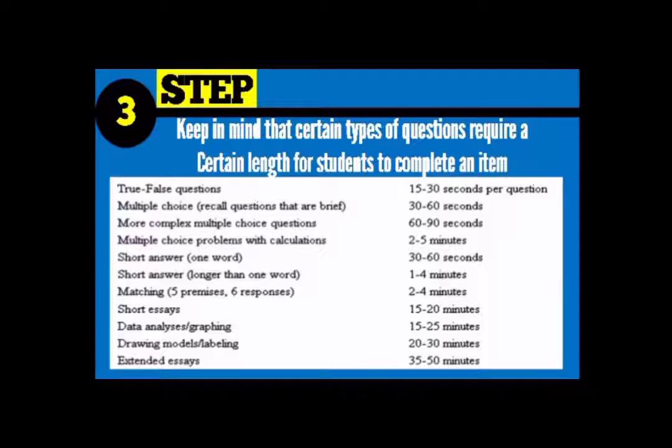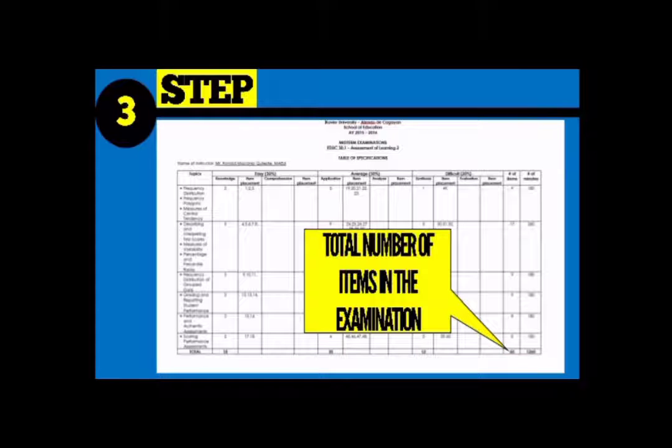Multiple choice problems with calculation, 2 to 5 minutes. Short answer, one word, 30 to 60 seconds. Short answer, longer than one word, 1 to 4 minutes. Matching, 5 premises, 6 responses, 2 to 4 minutes. Short essays, 15 to 20 minutes. Data analysis and graphing, 15 to 25 minutes. Drawing models and labeling, 20 to 30 minutes. Extended essays, 35 to 50 minutes. Total number of items in the examination.